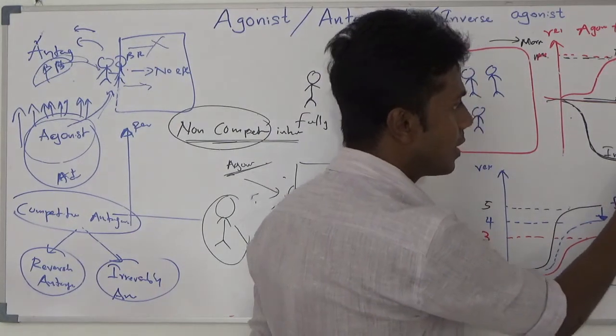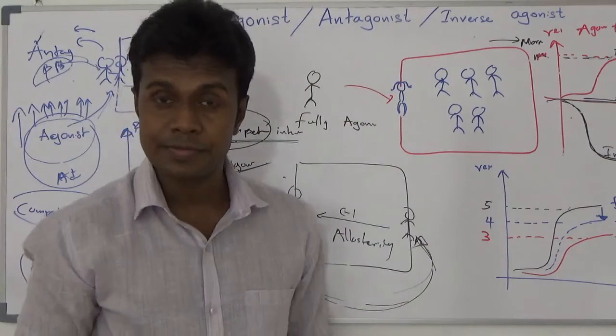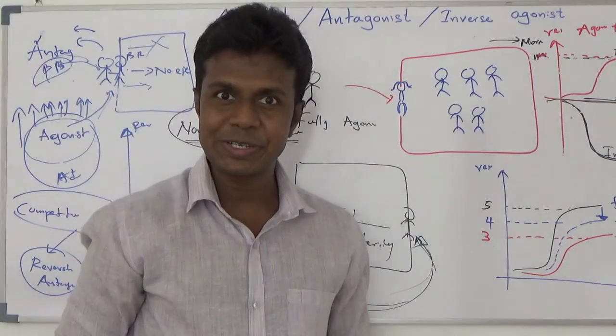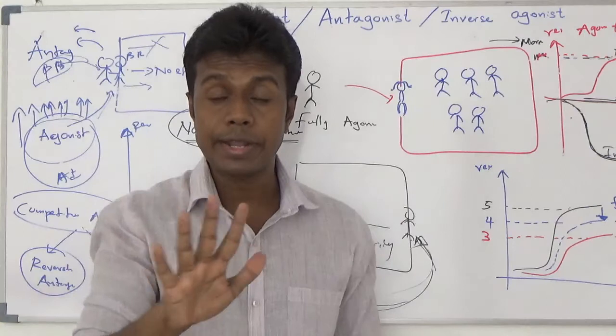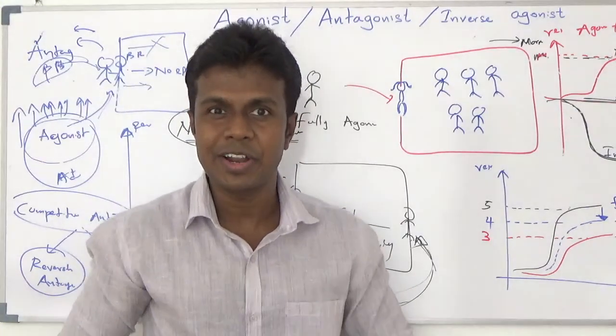Agonist. Inverse agonist. I think it is dangerously simple. Agonist, antagonist and inverse agonist are dangerously simple.